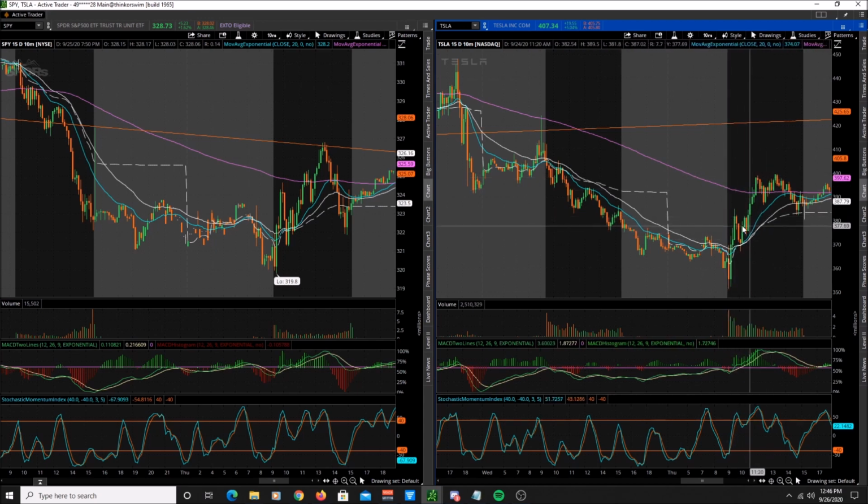It did look like it was going to break out, and that was the play. So it did. I was happy with that, and so that was a good solid play.